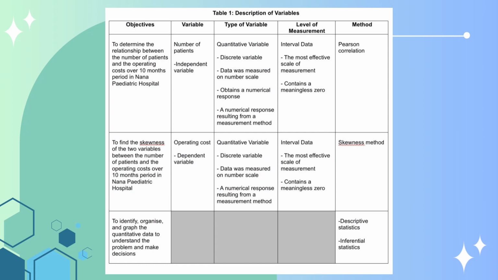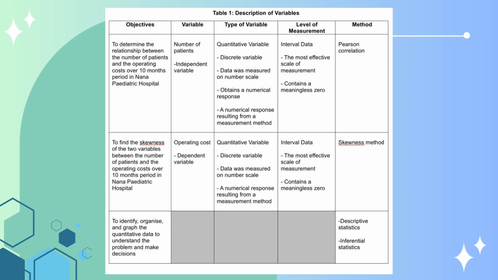So next, there are three main objectives that you can see here. The first one is to determine the relationship between the number of patients and the operating costs over 10-month period in Nana Pediatric Hospital. The second one is to find the skewness of the two variables between the number of patients and the operating costs over 10-month period in Nana Pediatric Hospital. And the third one is to identify, organize, and graph the quantitative data to understand the problem and make decisions.